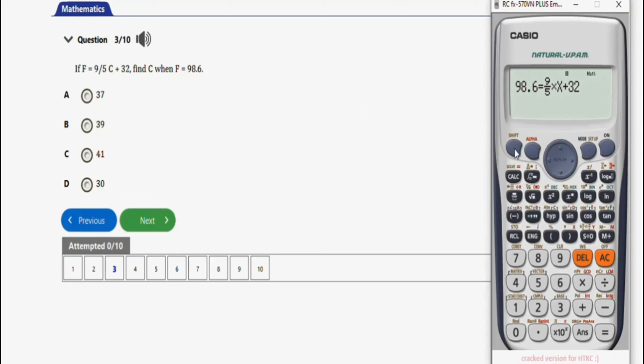To solve, press shift calc, assign x to be 0, then press equal to. So we have our x, which is our c to be 37. The right option is option A. Okay, so that's it for this problem.